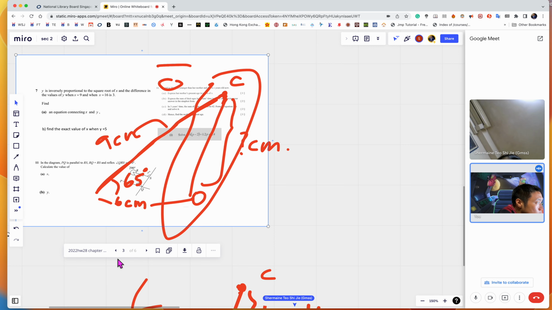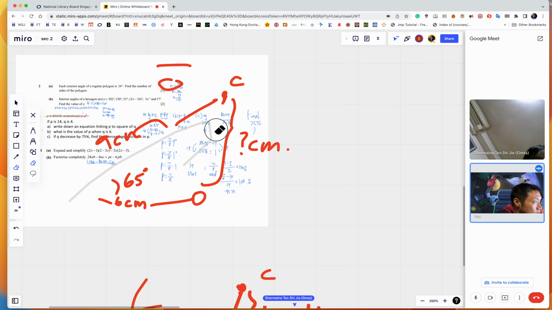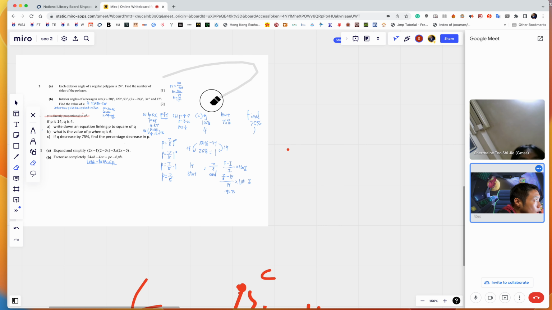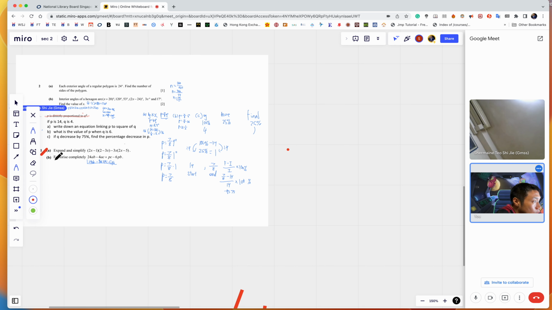Let's go to page 2. 1A and 1B. Are you at page 2 already? Can you see page 2? Yeah. Okay, good. This 1A and 1B. Can you do it right here?